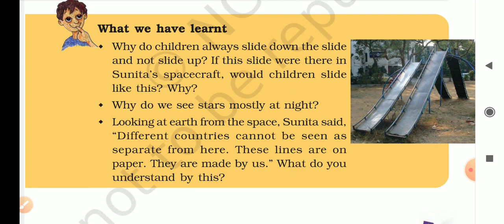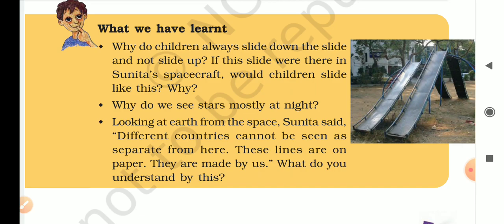If this slide were there in Sunita's spacecraft, would children slide like this? Why? Obviously the sliding is possible because of the gravity on Earth. If it is there in space, then everything will float and it will be impossible to slide down. Why do we see stars mostly at night? It's because of the absence of sunlight. At night we can see stars and the moon, and it's all because of the absence of sunlight.